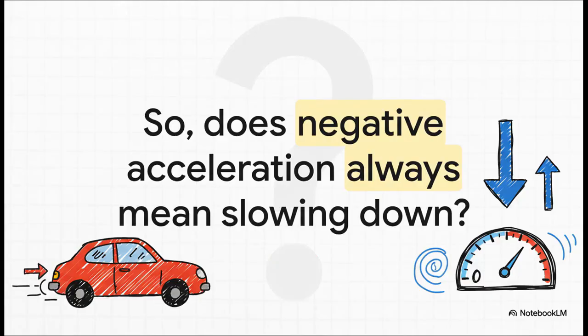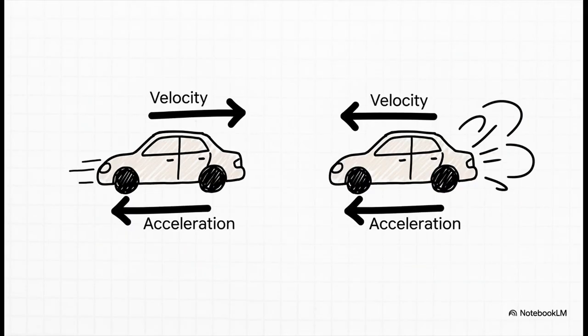And this leads us to another really common trap. When we hit the brakes in a car, we slow down, and we sometimes call that deceleration. So it kind of feels like negative acceleration should always mean you're slowing down, right? Well, not always. Think about it this way. The rule is if your acceleration is in the opposite direction of your velocity, you slow down.